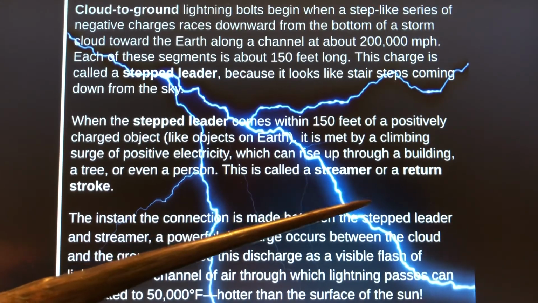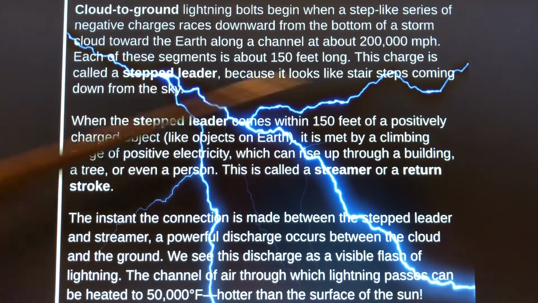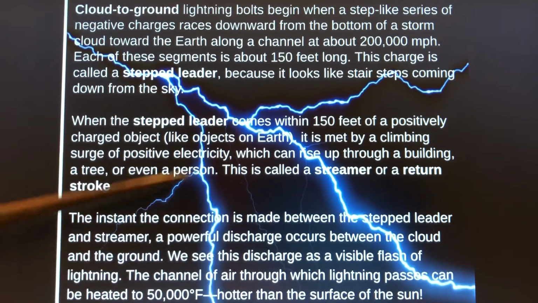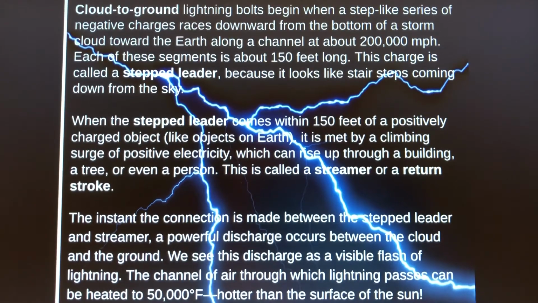And that's the electrical charge racing up from Earth to meet the step leader in the middle of the atmosphere. Now, the second that connection is made between the two of them, that's when you're going to see the huge discharge of light. And that discharge is the flash of lightning. Now, that air that it goes through, when that flash happens, it's about 50,000 degrees Fahrenheit. That's hotter than the surface of the sun. That's why lightning is so dangerous.